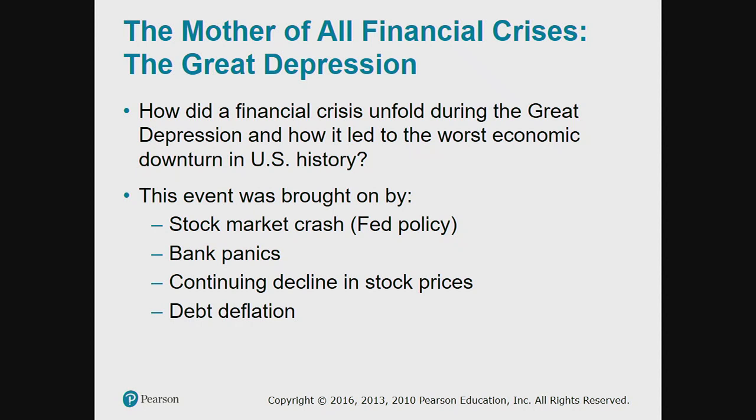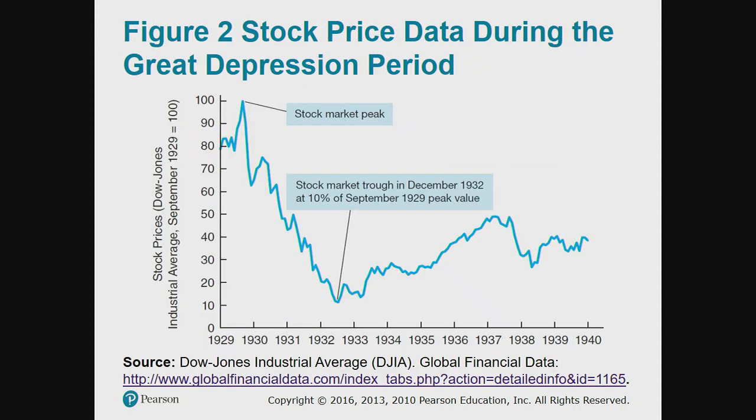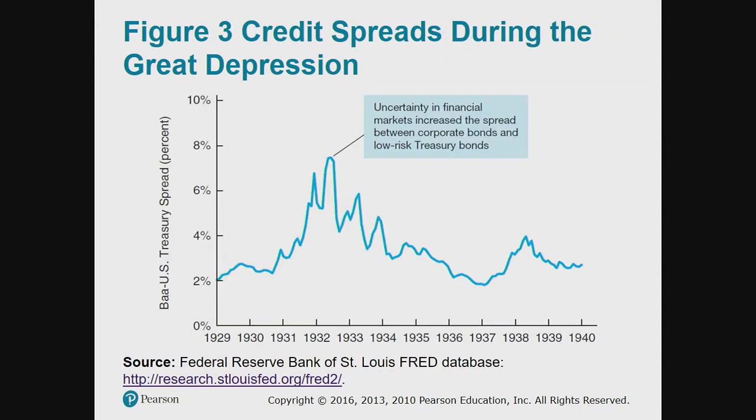We've got about 10 minutes left, but we'll move on now to the Great Recession. Stock market price and what? Credit spreads. Yeah, like I said, credit spreads spiked because of uncertainty in the market. The lower credit spreads are, the better. Basic idea.